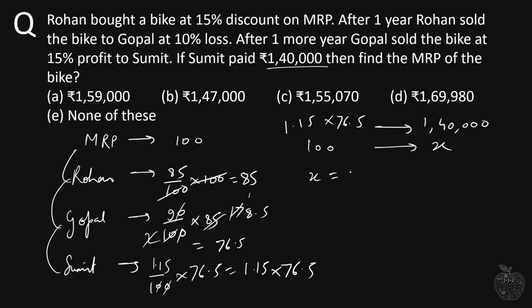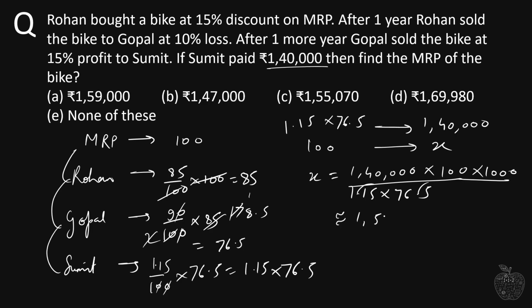Now let's calculate for X here. We do cross multiplication. So we get 1,40,000 into this 100 divided by 1.15 into 76.5. We get rid of 1, 2 and 3 decimal places. We add 3 zeros here. Now after simplifying all this, we get the answer, which is approximately 1,59,000. So here we get option A as our correct answer.